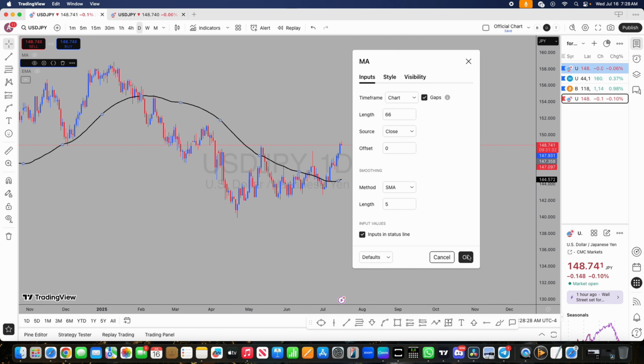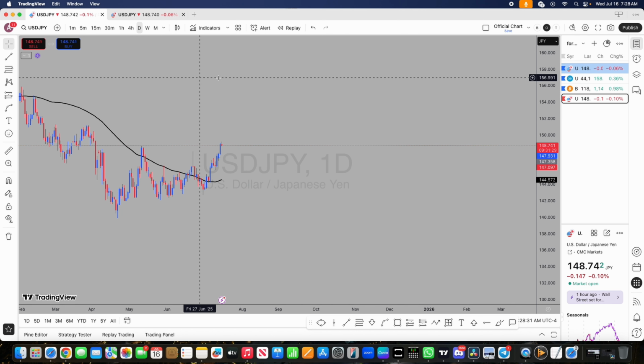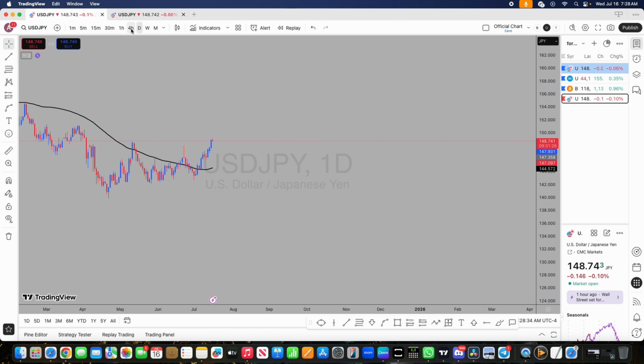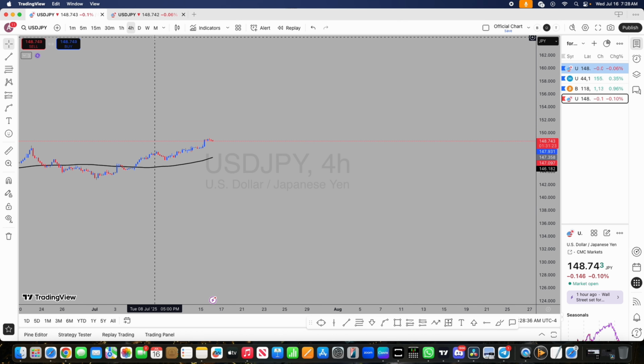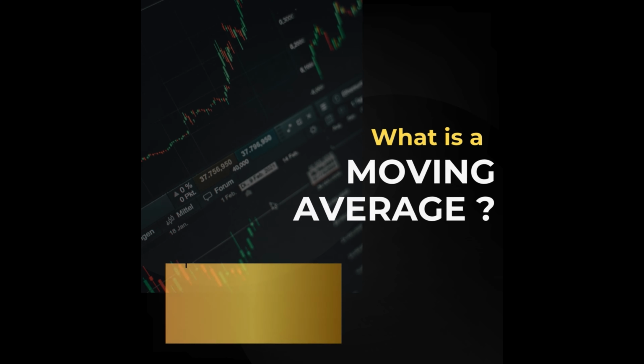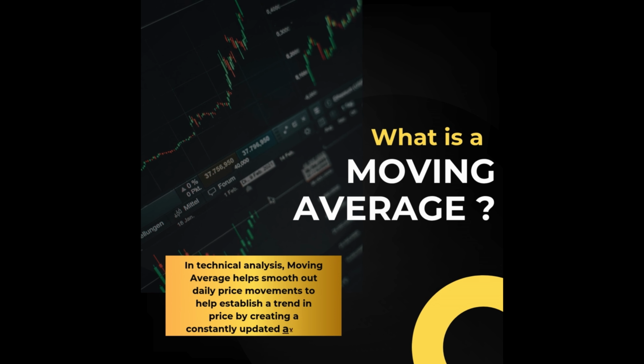Before we get into the gist of all this, and into the charts, and I talk about how I use my MAs, let's actually talk about what a moving average is. In technical analysis, a moving average helps smooth out daily price movements to help establish a trend in price by creating a constantly updated average. In other words, a moving average is the calculated result that smooths out price fluctuations to reveal the overall trend of that particular market or asset.